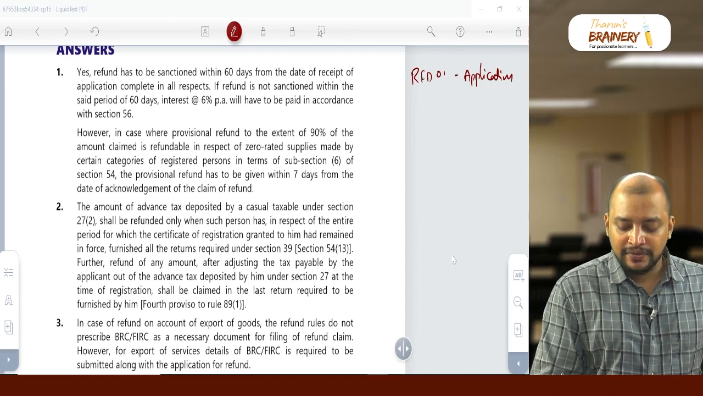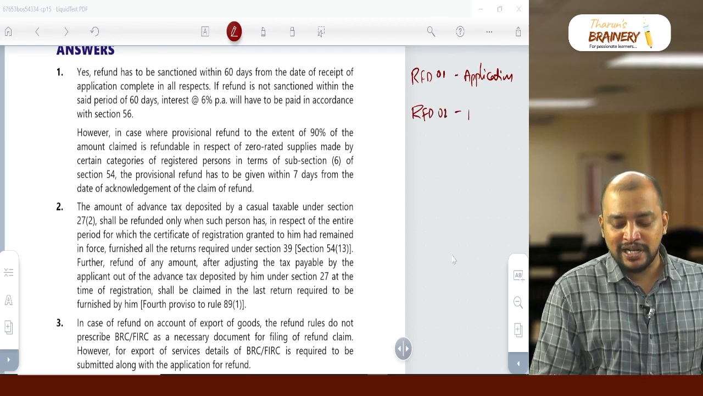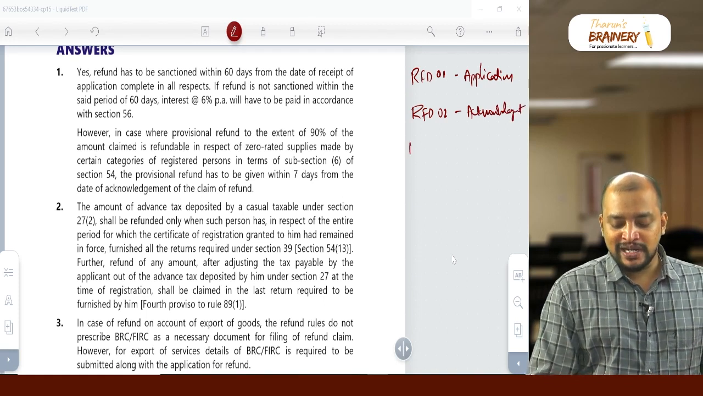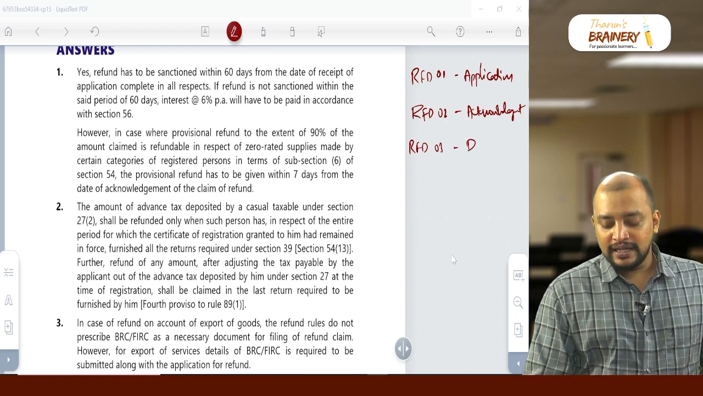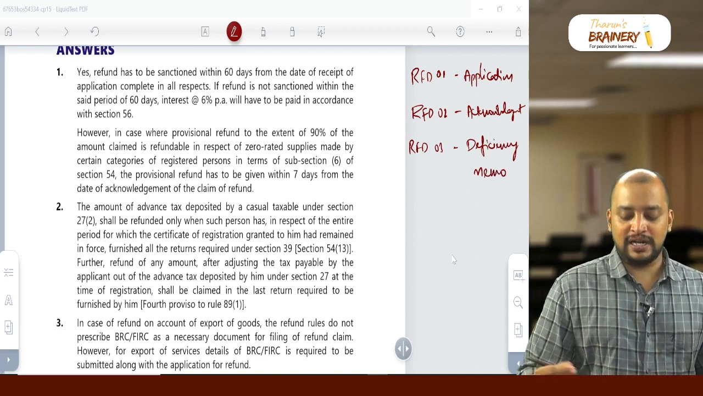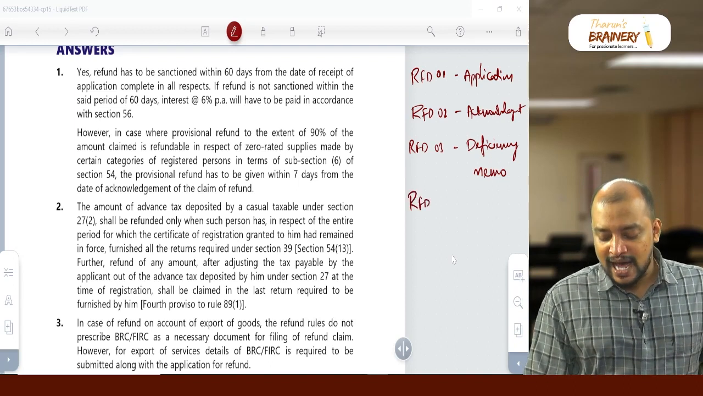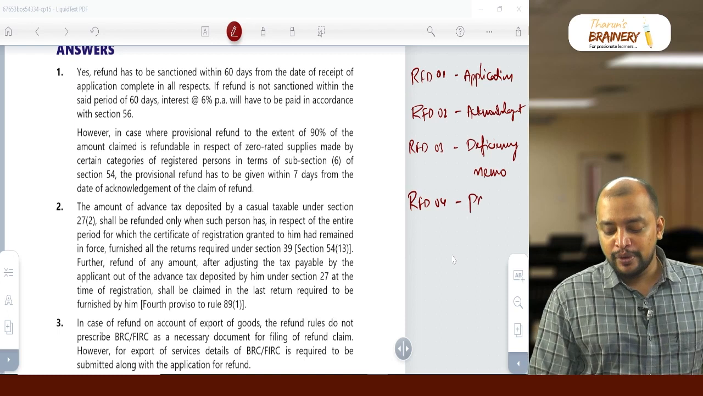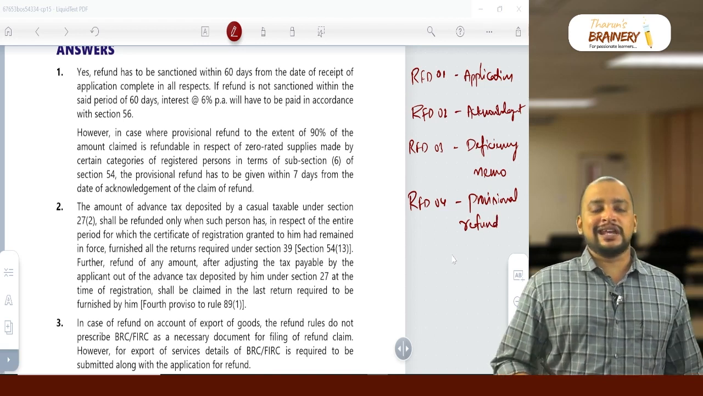Then next we have RFD2. RFD2 is acknowledgement, and RFD3 is deficiency memo or notice, anyway you can call. Whenever we file an application, if that application is not proper, then a deficiency memo is issued. Then RFD4 is provisional refund, but this provisional refund is applicable only in case of zero rated supplies, not in any other case.